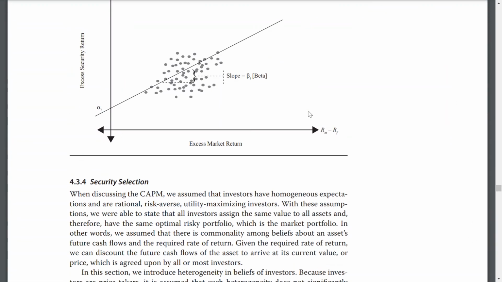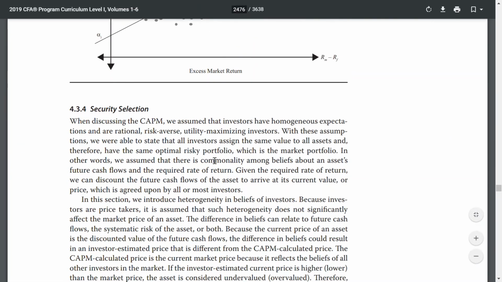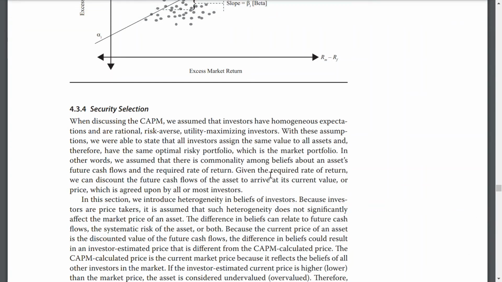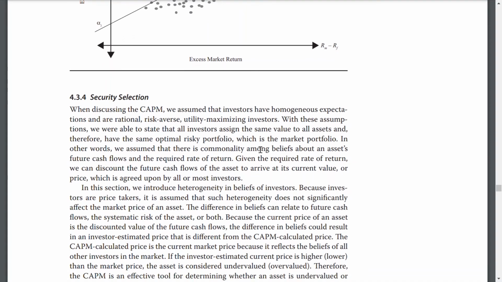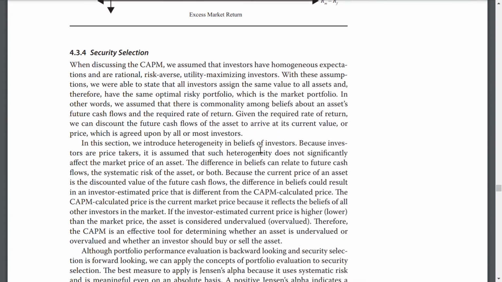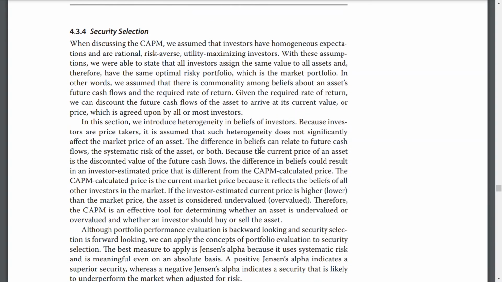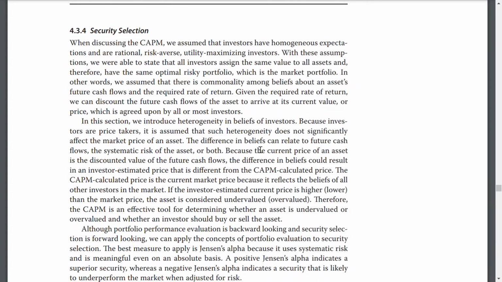Okay, security selection. When discussing the CAPM, we assume that investors have homogeneous expectations and are rational, risk-averse, utility-maximizing investors. With these assumptions, we were able to state that all investors assign the same value to all assets and therefore have the same optimal risky portfolio, which is the market portfolio.